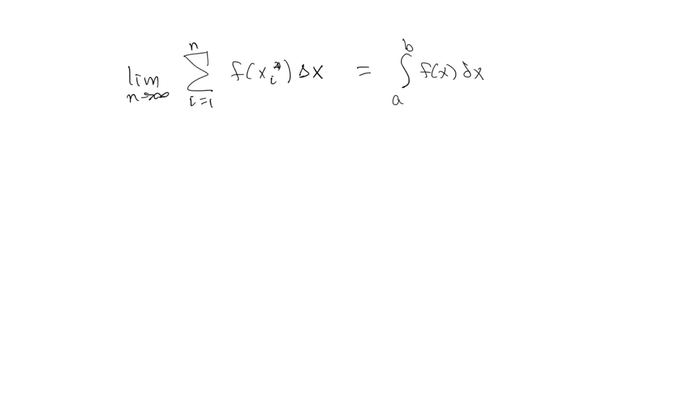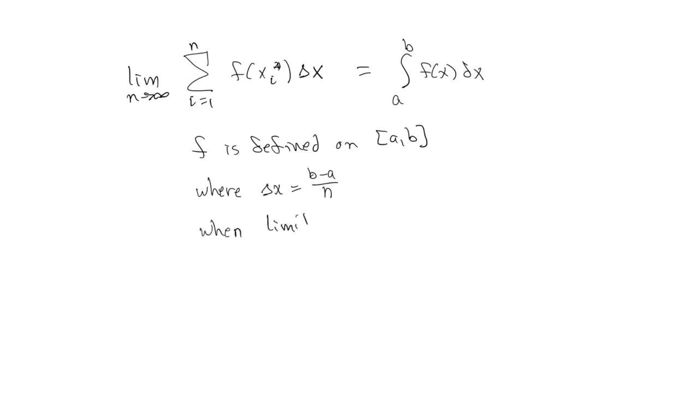And I could write down a lot of sentences here to officially define it, but there's a couple things that we need to happen in this case. So f is defined on my interval from a to b, where delta x equals b minus a over n, as we have discussed before. And as long as this limit exists, then this integral is defined. So I'm going to say when the limit exists.